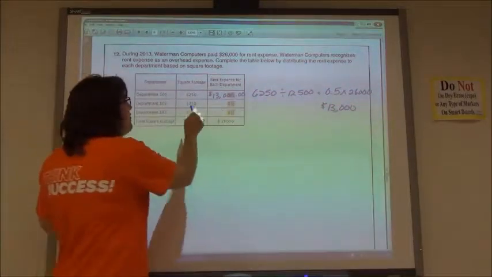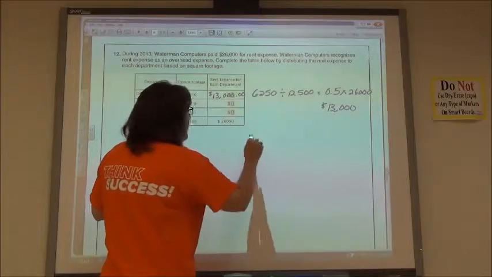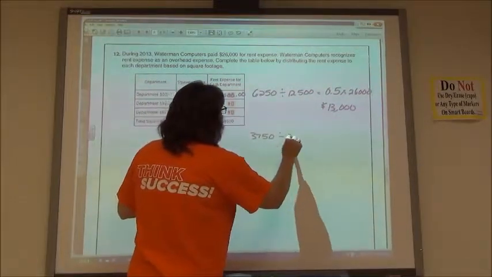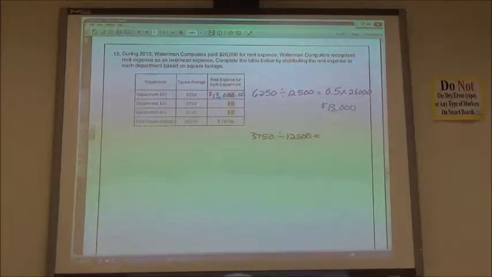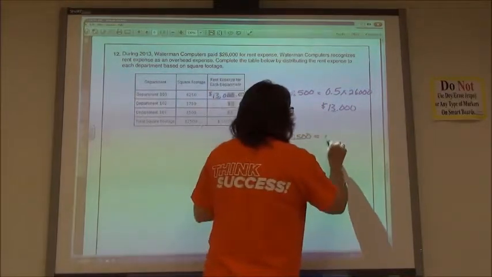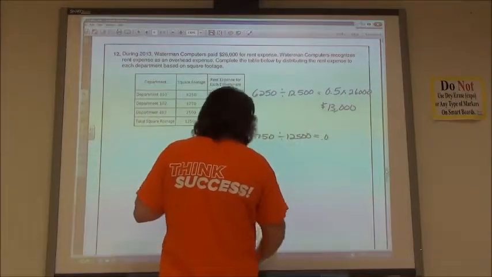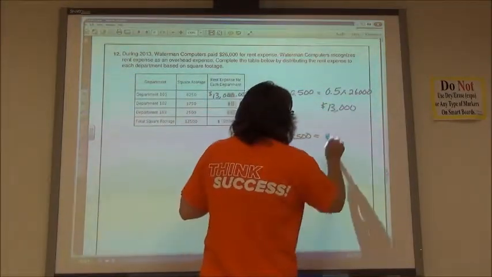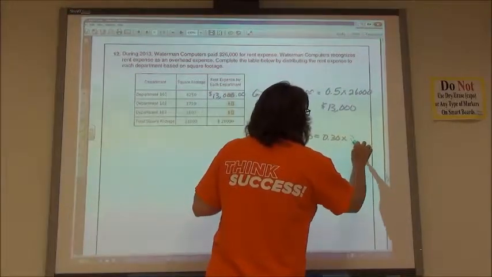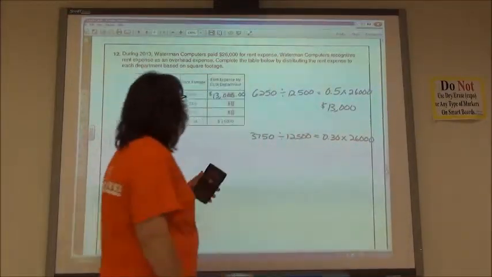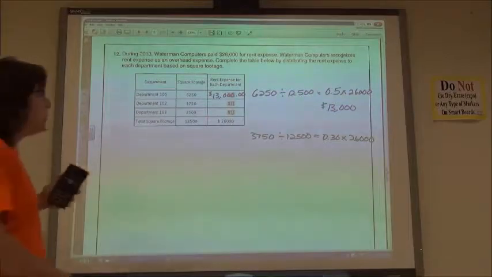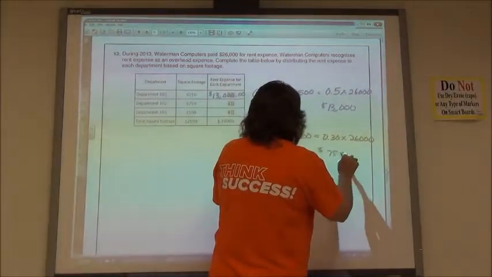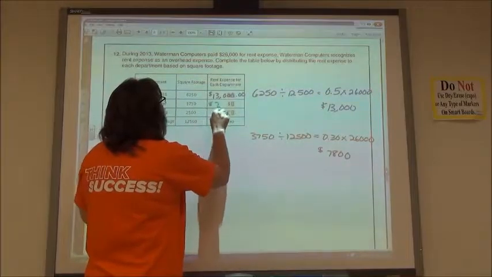Department 102, their square footage is 3,750 out of the 12,500, which is the total square footage. So 3,750 divided by 12,500 means they have 30% of the space. 0.3 or 30%. So we're going to take the 30% times the rent of 26,000. And so 30% of that means their portion of the rent, $7,800.